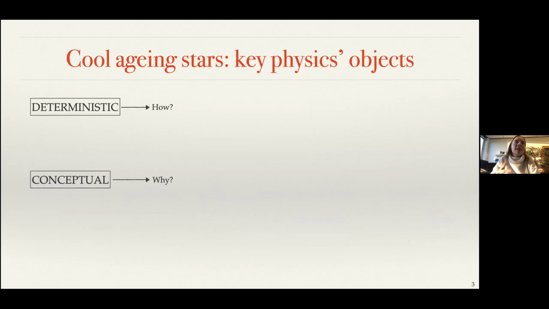The deterministic aspect really seeks to answer the how question. How and how much do these cool aging stars contribute to the galactic chemical enrichment? And given some initial conditions at birth, in what way can these evolved stars determine the evolution of a galaxy? What kind of atoms, how many molecules, what type of molecules, what kind of dust grains do they form? How are these winds and these mass loss rates generated?